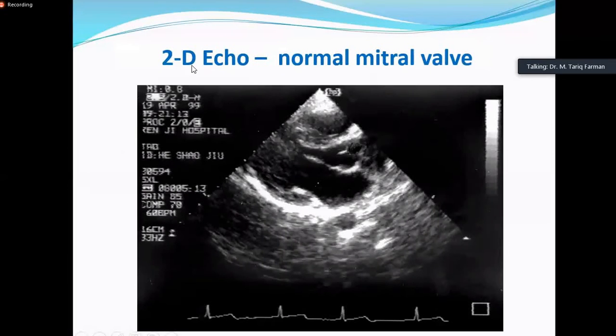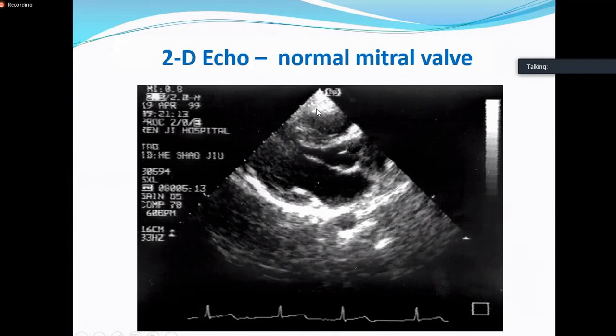So this is the 2D echo, two-dimensional echo, and the mitral valve is normal over there. How can we do the echocardiography? We put the probe over the sternum. So this is the sternum, and we put the probe over there.